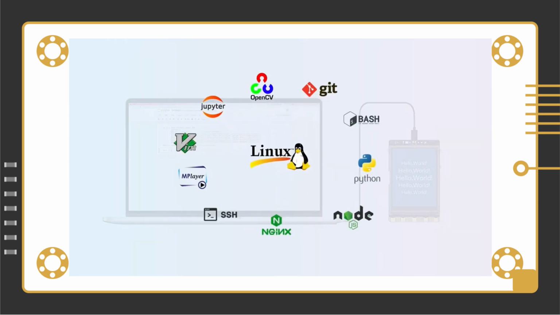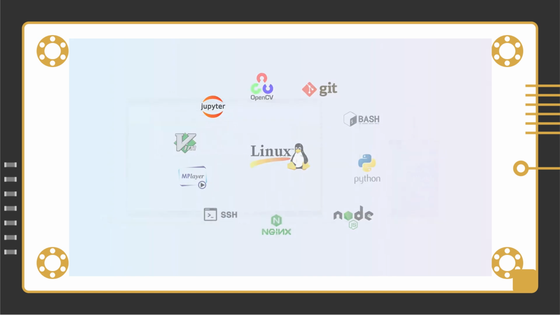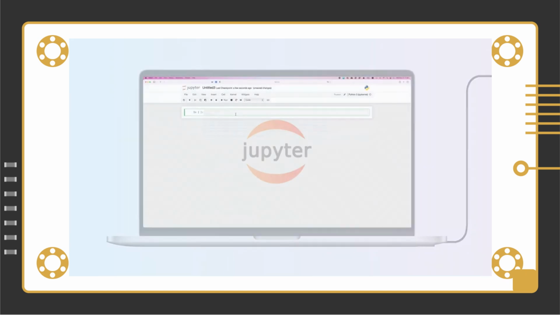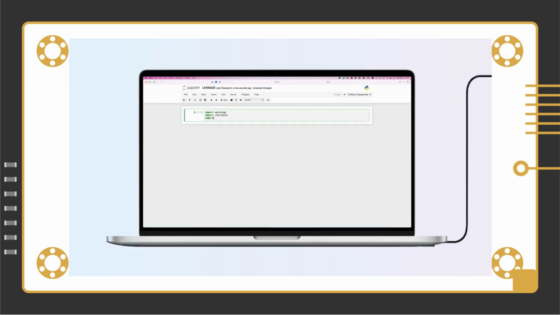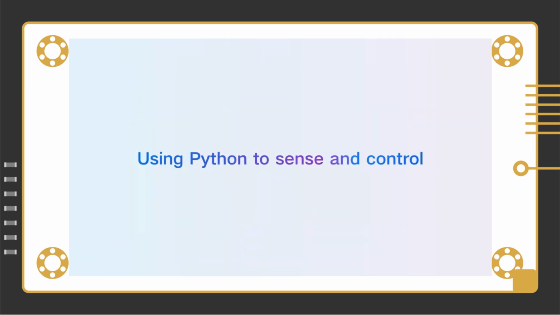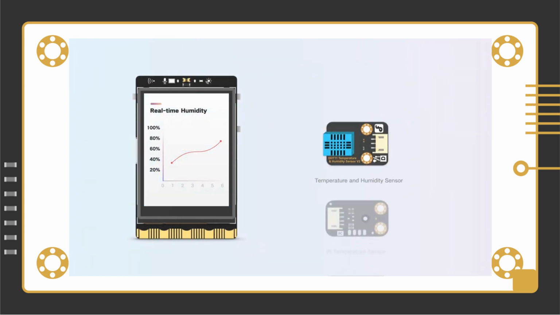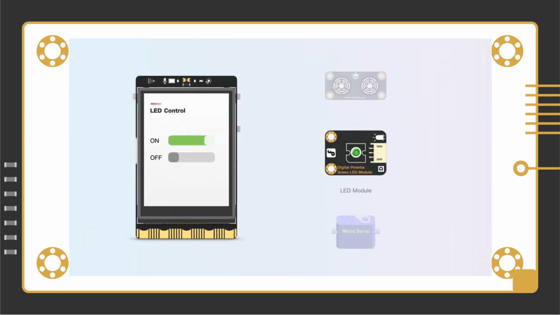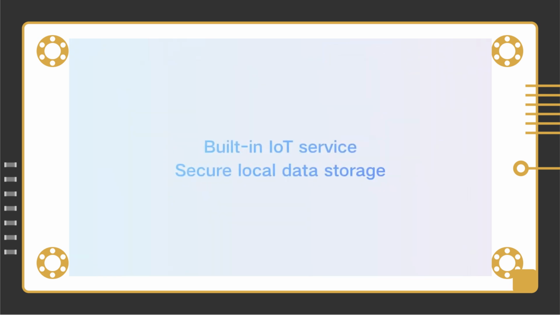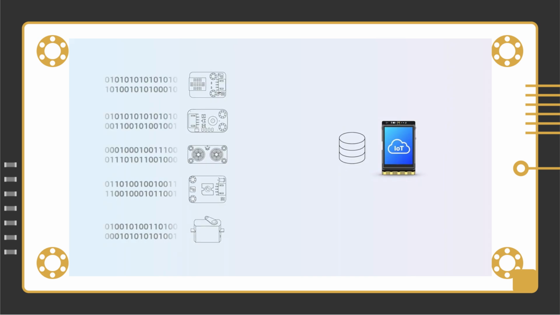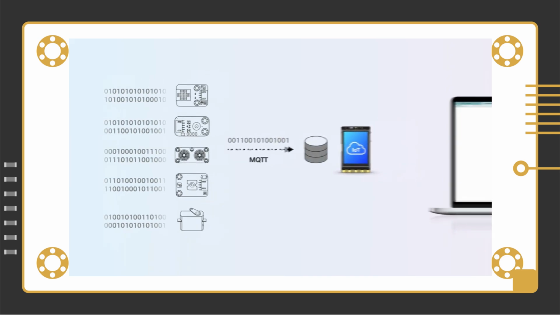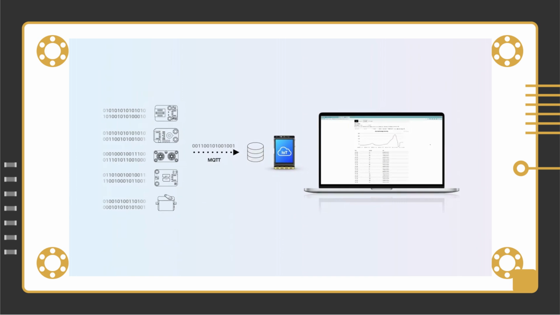UNIHIKER runs on a Debian-based system. You can use various software on it just like any other Linux computer, including the built-in Jupyter notebook for web-based programming. Our hardware control library enables direct control of hundreds of sensors and actuators using Python. The built-in IoT service on UNIHIKER allows you to store data through the MQTT protocol and provides real-time data access via web browser. All the data is stored on device.